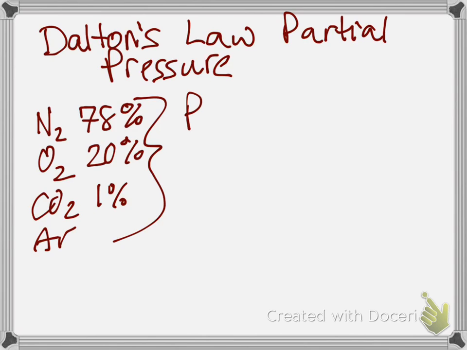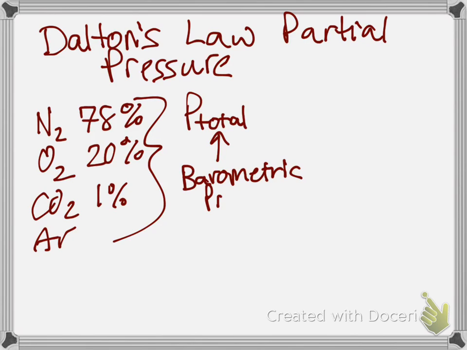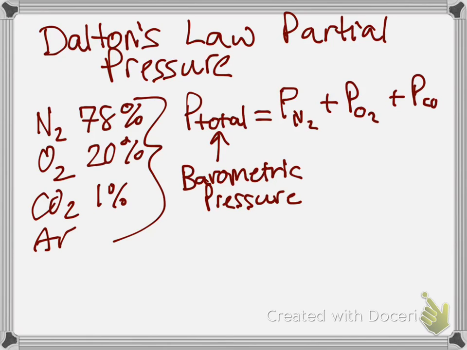The total pressure, which we've referred to before as barometric pressure, like we measured in lab the other day, the total pressure of air is equal to the pressure of each gas added up. So if I know the pressure of nitrogen, pressure of oxygen, pressure of CO2, all these different gases, and I add them up, then I get the total pressure.